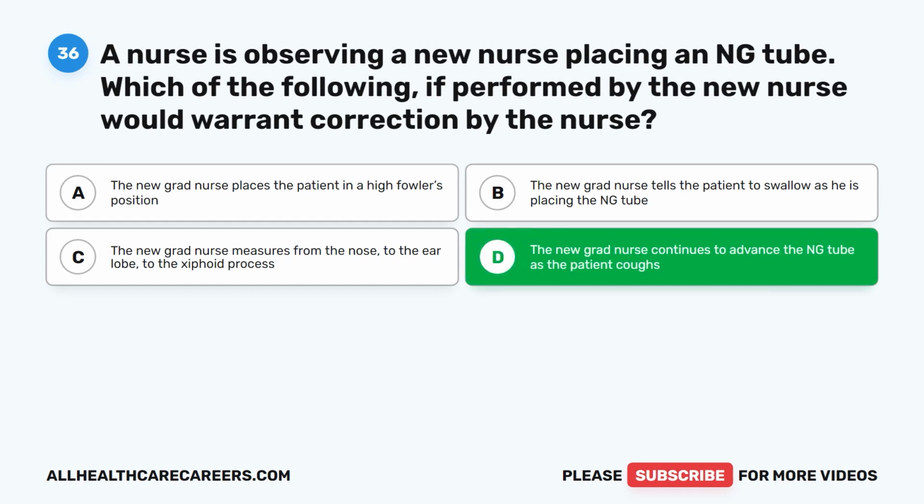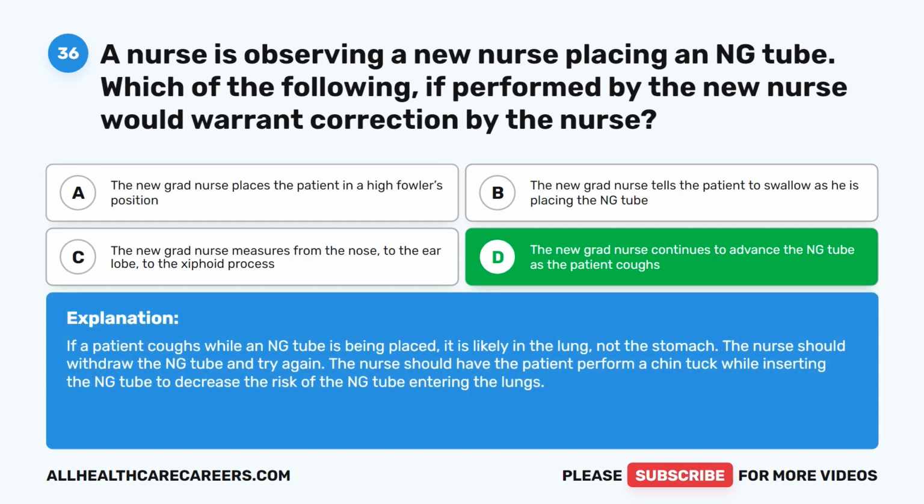The correct answer is D. The new grad nurse continues to advance the NG tube as the patient coughs. If a patient coughs while an NG tube is being placed, it is likely in the lung, not the stomach. The nurse should withdraw the NG tube and try again. The nurse should have the patient perform a chin tuck while inserting the NG tube to decrease the risk of the NG tube entering the lungs.